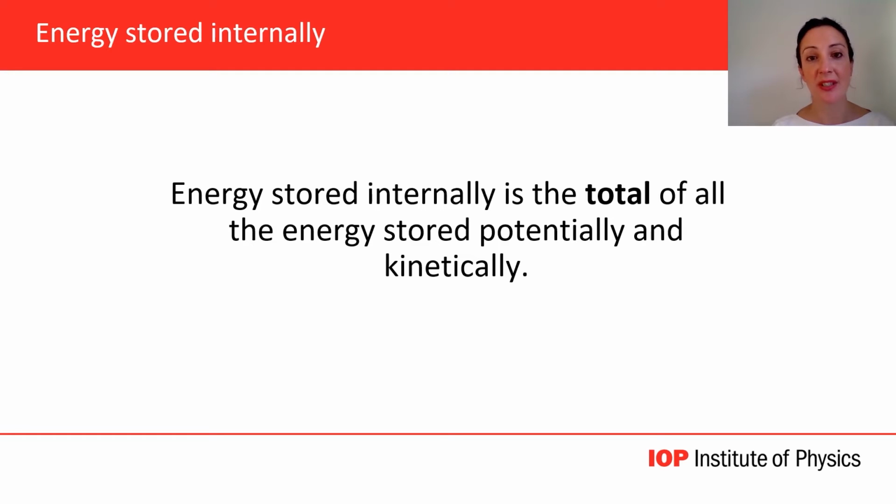The energy stored internally in an object is the total of all the energy stored potentially and kinetically. This could be changed, for example, by a change in temperature or a change in phase. You can find out more about this in other videos. Because an ideal gas has an absence of interparticle interactions, it only stores energy kinetically.